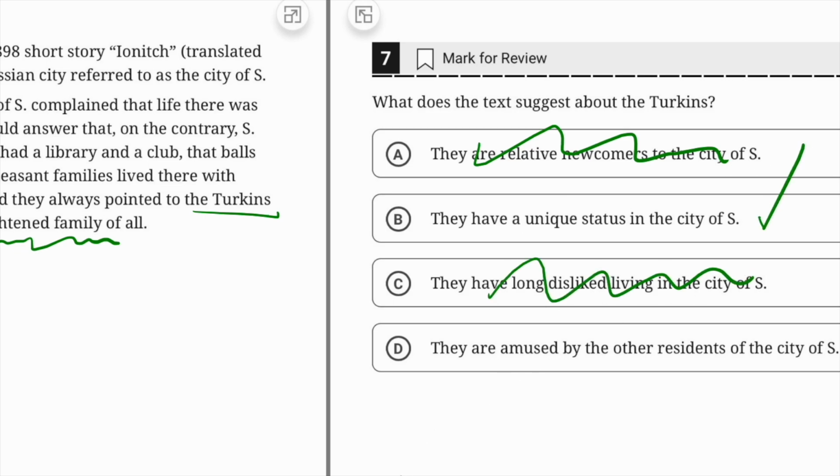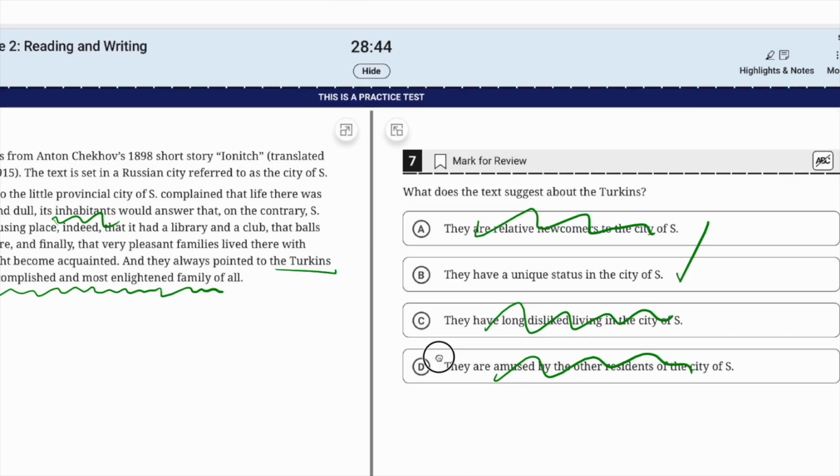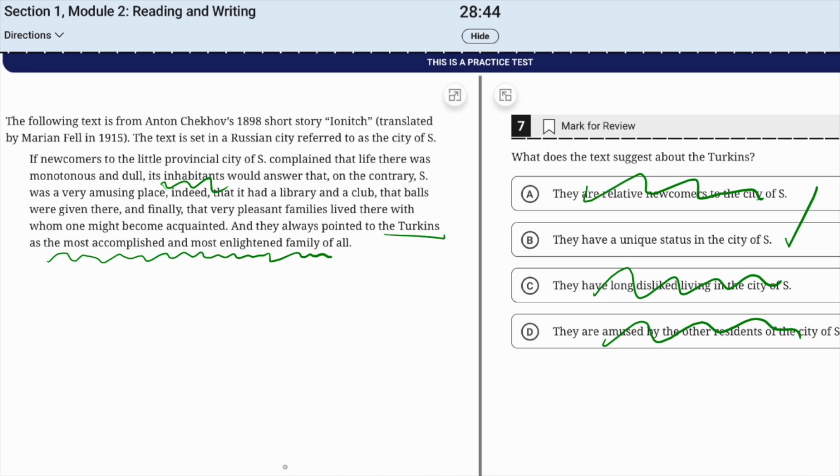Nothing about them disliking it, and nothing about their being amused. And so unique is a strong word, meaning you need equally strong evidence to support it. But we have that here. The most accomplished and most enlightened family, well, that's enough to grant them a unique status. And so our answer will be B.